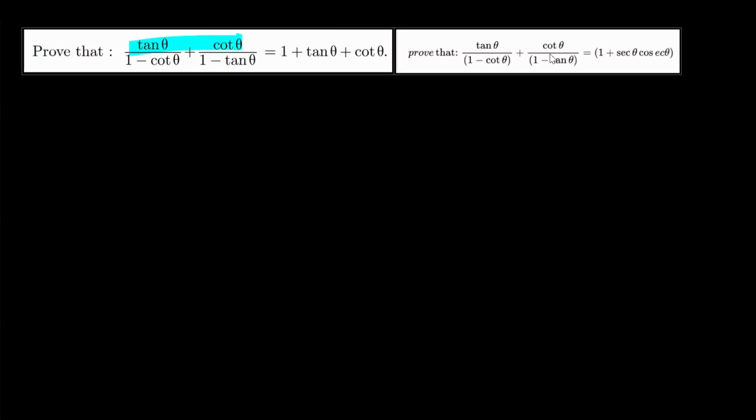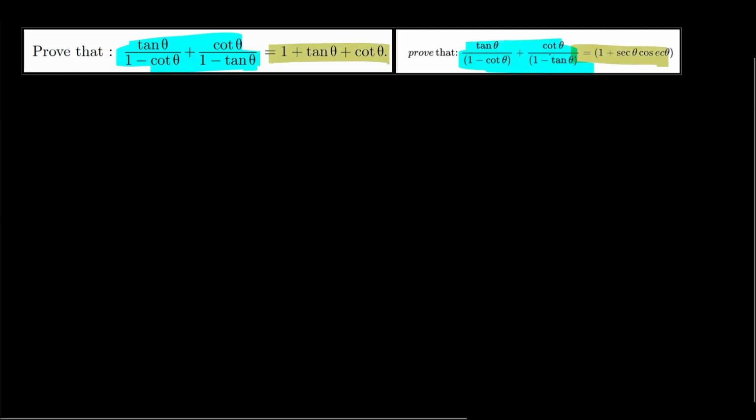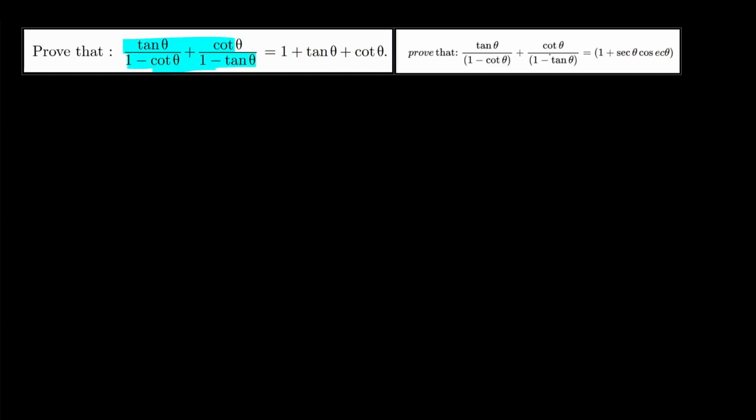The two questions that I have taken from trigonometric ratios, you can figure out that they have the same LHS, but we have different RHS. So let's figure out how to prove this. Now we will begin with, as we have the same LHS, so we can start with any of them. So I'll start with this.